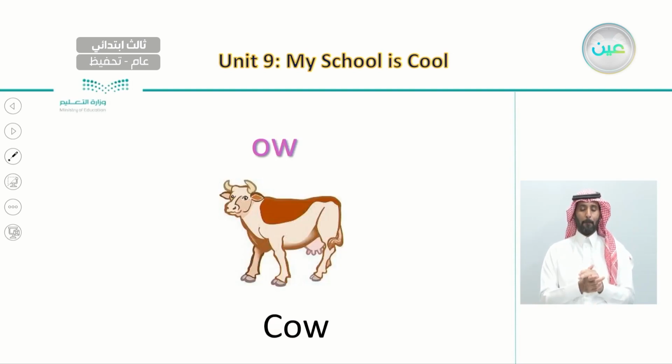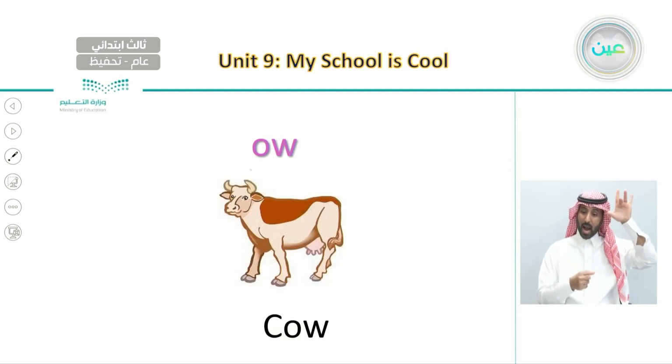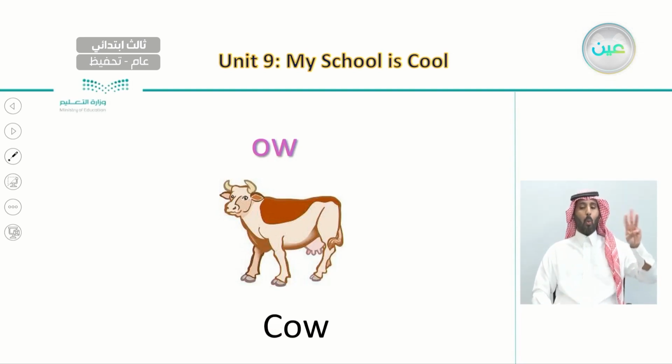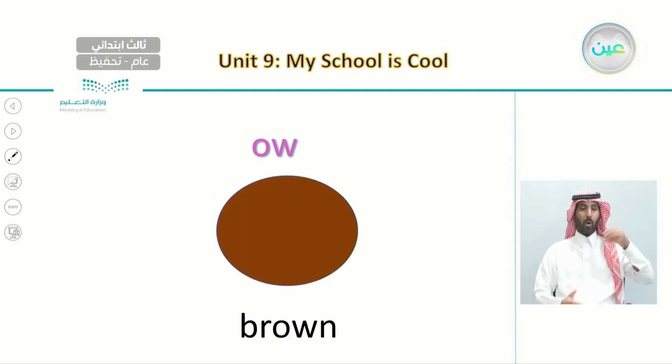The third one has the O and W sound, which is cow. Cow. Also cow with the O and W sound. And next we have brown. Brown. Also brown with the O and W sound.